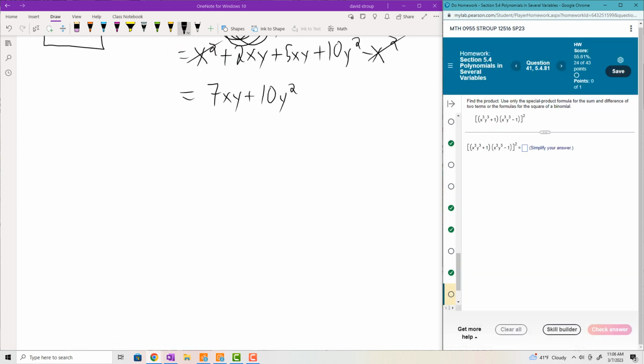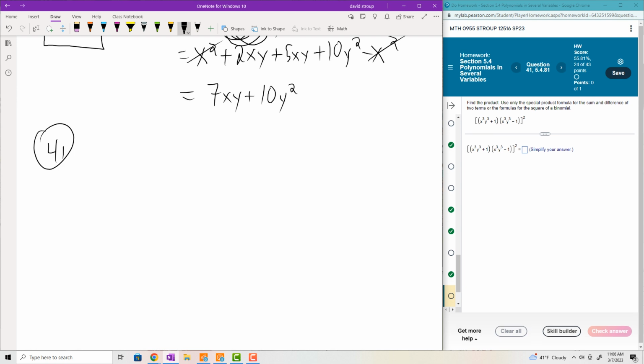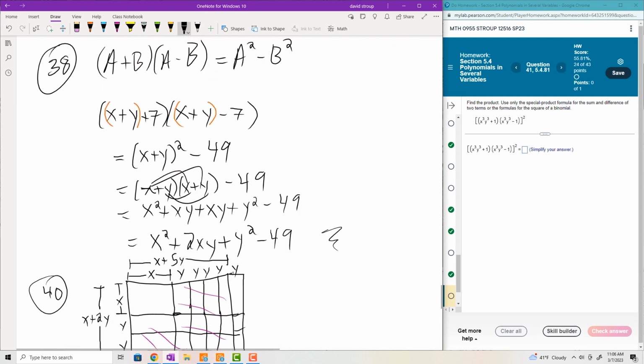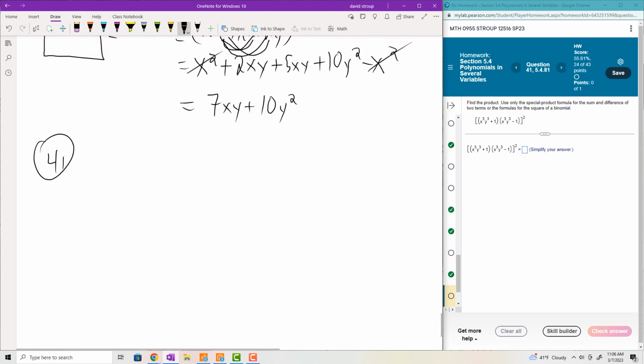All right, and then kind of the more challenging problems here at the end. So you definitely want to use that difference, this a plus b times a minus b formula to pull these off. So again, if you have a plus b times a minus b, all you have to do is take a and square it, and then subtract away b squared.